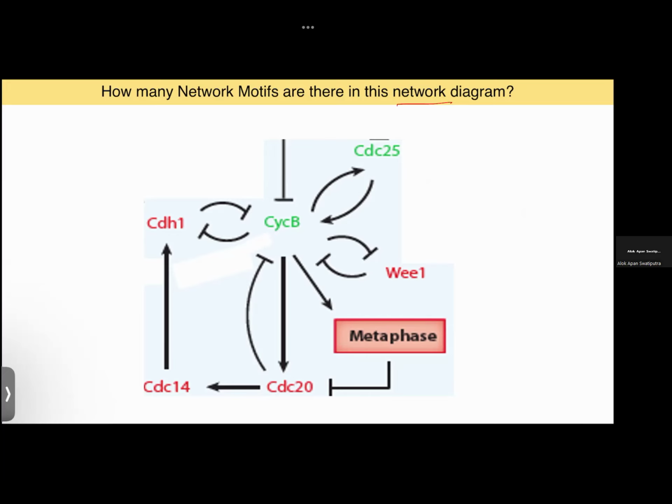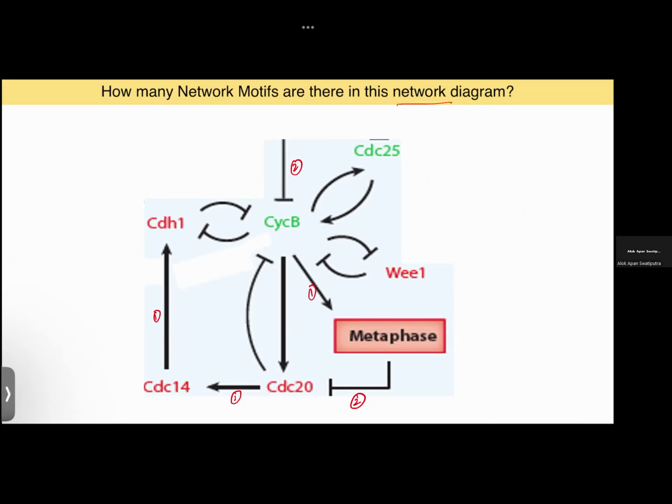What are the activation motifs? I'll do one for example. So this is an activation. This is one activation. Okay. What are the inhibitions? This is one inhibition. Okay. This is one. Also, there is one more.